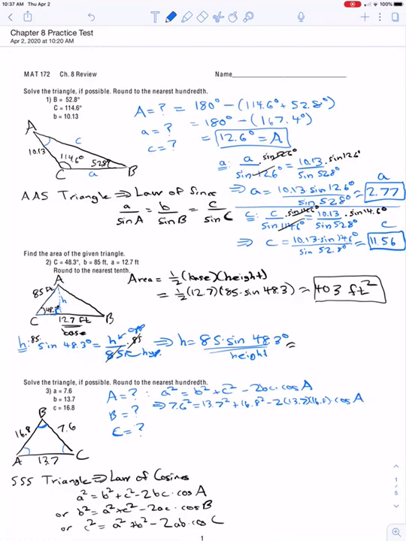So what happens now? We've got to solve this equation for the cosine of A. So we've got to subtract these terms over. Let's move these over. So what will that give us? As we subtract those over to the other side, that implies 7.6 squared minus 13.7 squared minus 16.8 squared equals negative 2 times 13.7 times 16.8 times the cosine of A.